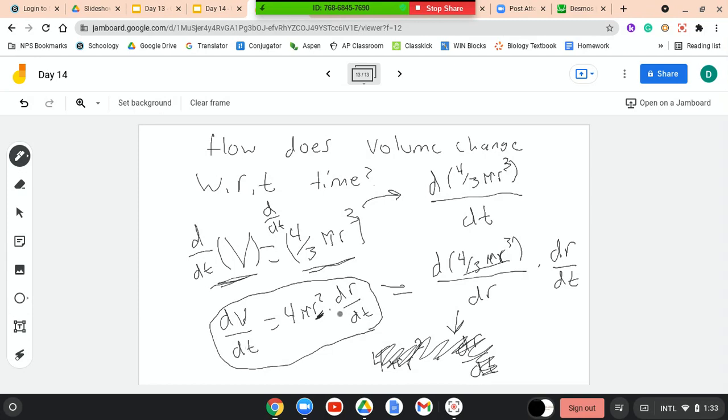Additionally, the faster our radius is changing, the faster our volume is changing, right? If dr/dt is big, then that means dV/dt is big. And that's what we'd expect. So just from using common sense, we can look at this equation and go like, yep, this makes sense. Any questions on that? I don't think so. That makes sense.